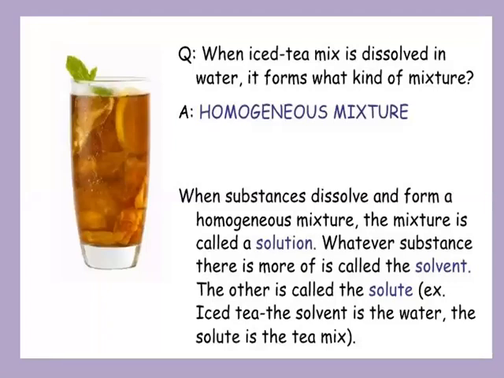When iced tea mix dissolves in water, it forms what kind of mixture? Of course, a homogeneous mixture. When substances dissolve and form a homogeneous mixture, the mixture is called a solution. Whatever substance there is more of is called the solvent and the other is called the solute. Here in the example, iced tea, the solvent is the water and the solute is the tea mix.